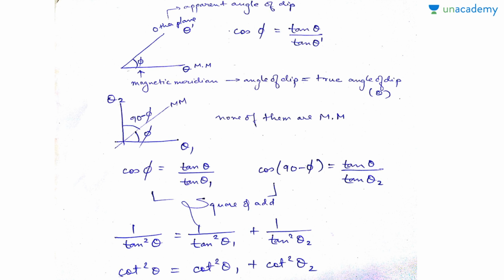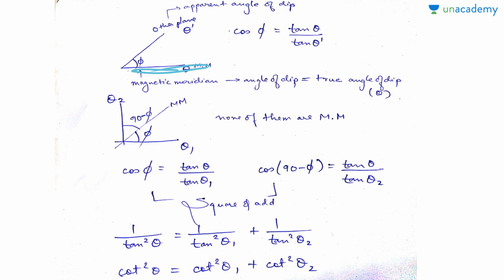Suppose we take this as the magnetic meridian. If this is the other plane, with the angle between both planes as phi, and this other angle is theta dash, known as the apparent angle of dip, then the formula we have is cos phi equals tan theta upon tan theta dash. This is the magnetic meridian, and the angle it makes is called the angle of dip, that is, the true angle of dip.